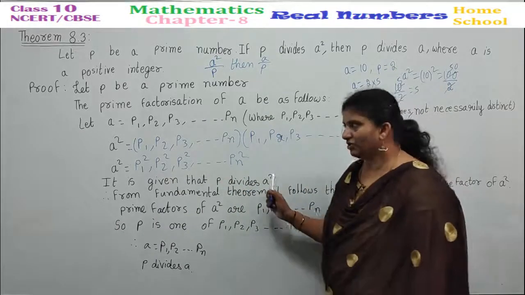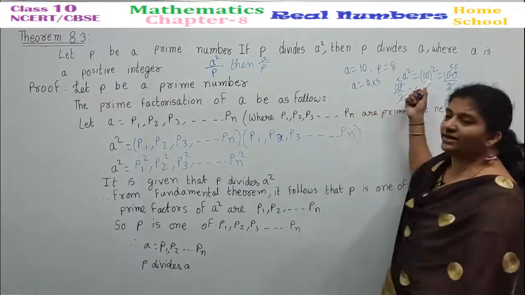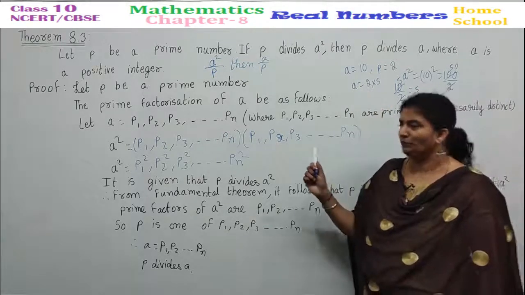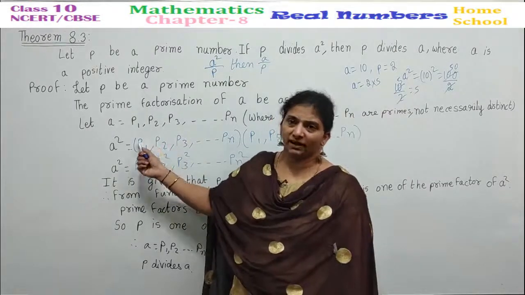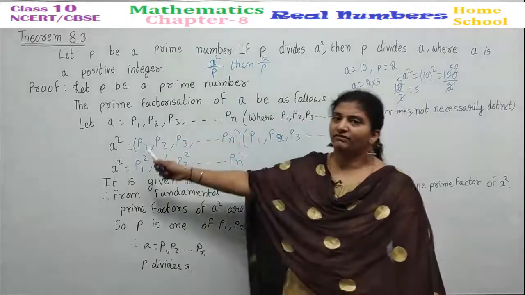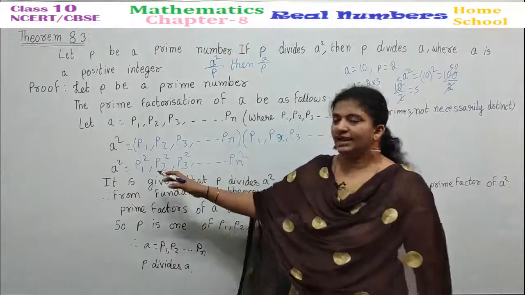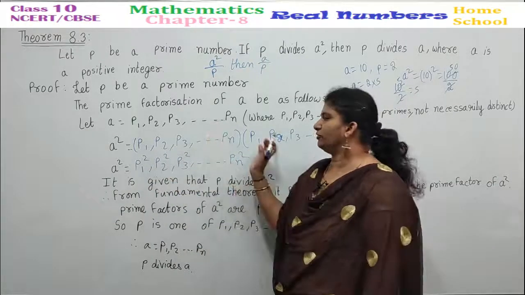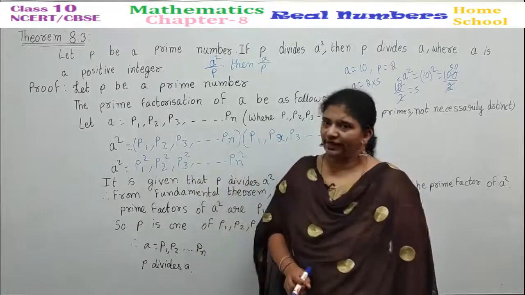So once again have a look here. I hope this example is clear for you. If A square is divided by P, then it is divided by A also. Let these be the factors. What are the prime factors here? P1, P2, P3, so on up to Pn. What we have done: A square is A into A. Then A square is nothing but P1 into P1, P1 square, P2 into P2, P2 square, P3 into P3, P3 square, so on up to Pn square.